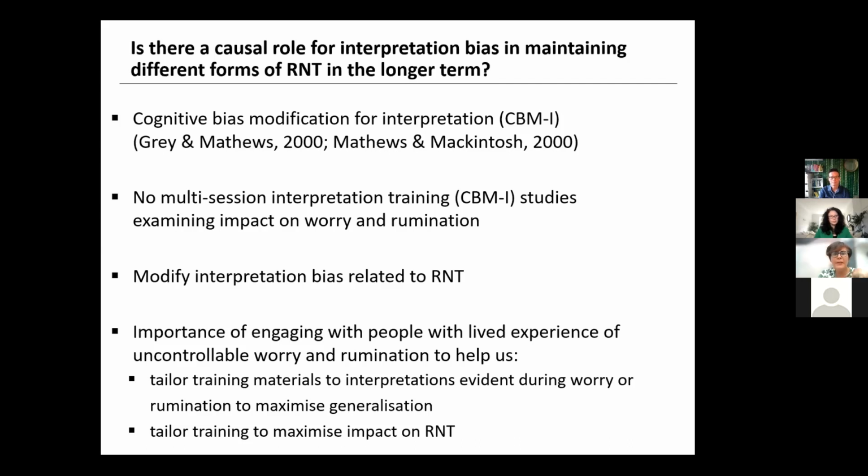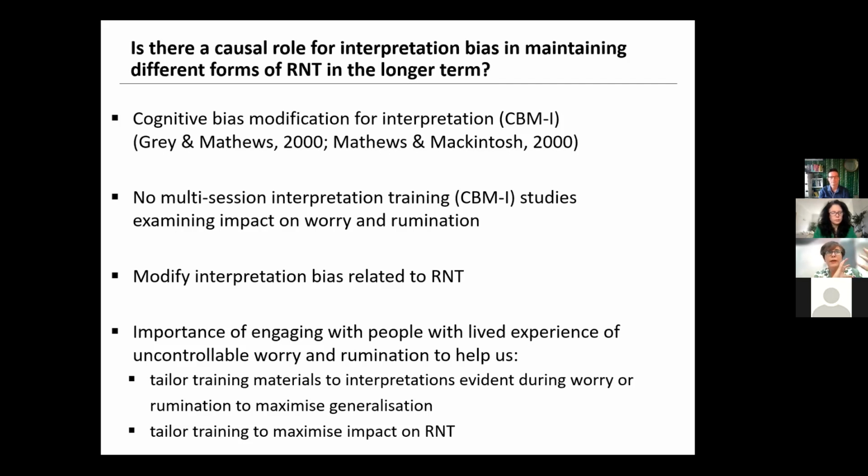Using a technique that someone at the conference helped develop, Tim McLeish, we used cognitive bias modification of interpretations to really test whether there's a causal role for these interpretations in driving repetitive thinking. At this point, no studies of multiple sessions of interpretation training had really looked at worry and rumination, and we wanted to engage people with lived experience of worry and rumination in helping us tailor the material.